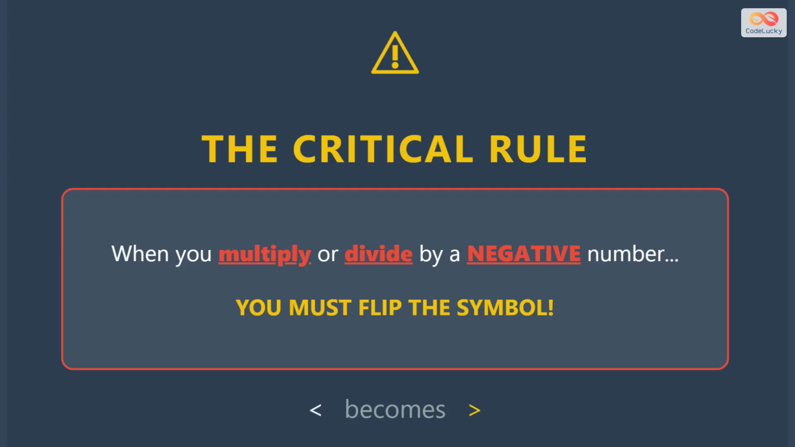Here is the most important rule of this entire lesson. Please pay close attention. When you multiply or divide an inequality by a negative number, you must flip the direction of the inequality symbol. Less than becomes greater than, and greater than becomes less than. This is the golden rule for inequalities.